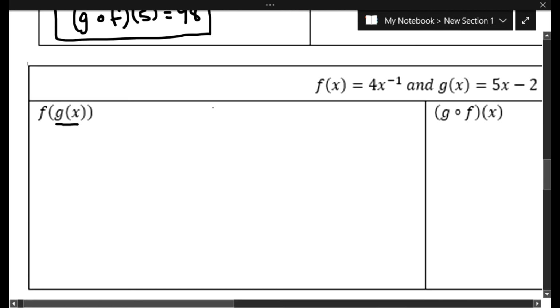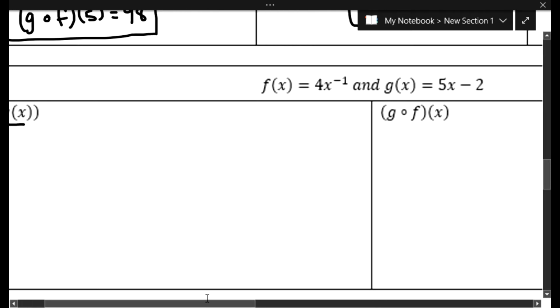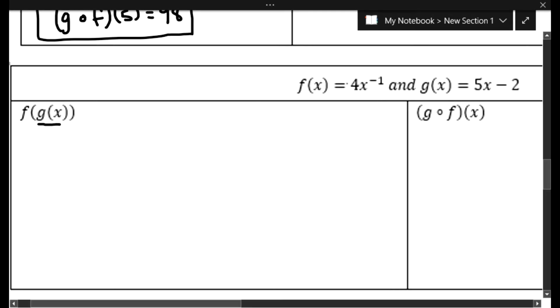But this time it's saying I'm going to put the whole g of x function in wherever I see an x. So in this case, I have f of x is going to be 4 times something to the power of negative 1. That something that I'm plugging in is the whole g of x function. That's the part where it says 5x minus 2. So wherever I saw an x in that f of x function, I'm plugging in 5x minus 2. And now I'm just simplifying it.